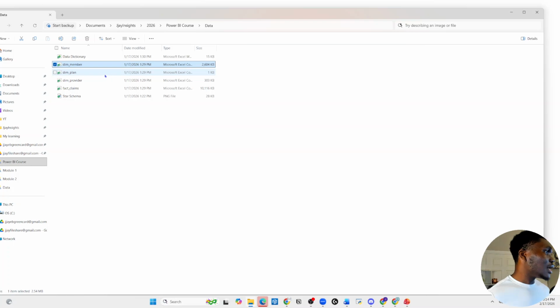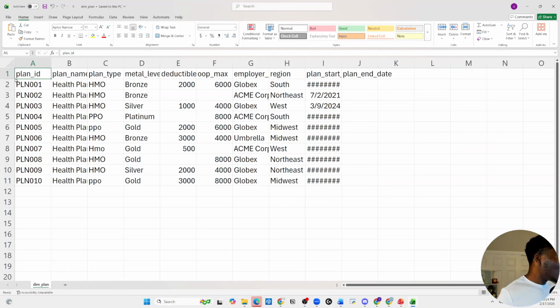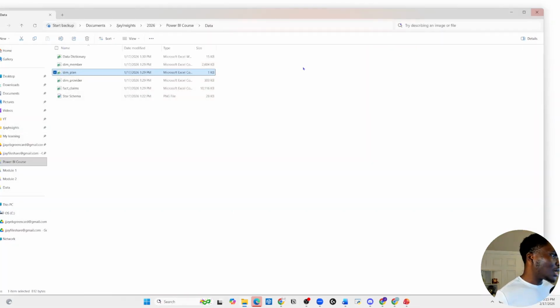The other thing is the plan. You see, this one is a little bit shorter. It tells us that for every plan ID, this plan ID is supported by this particular company. This is the employer group, supported by this particular company. Most of these folks stay in the south region. This is when the plan is starting. There's also the metal tier level. So that's that about this particular plan data.